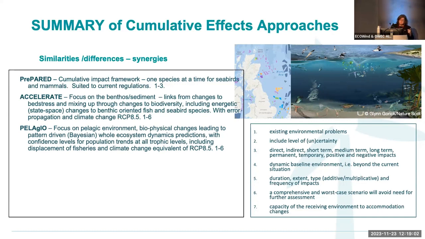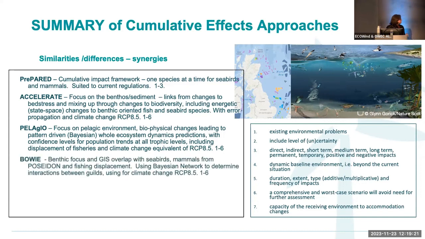The biophysical changes are leading to pattern-driven. This is using our pattern-driven Bayesian model, quite different from the other ones. It's a whole system dynamic predictions then. And then we have confidence levels for all the population trends, and we can look at each trophic level, and we can look at displacement of fisheries and the same climate change projections. So again, I'm ticking us 1 to 6.